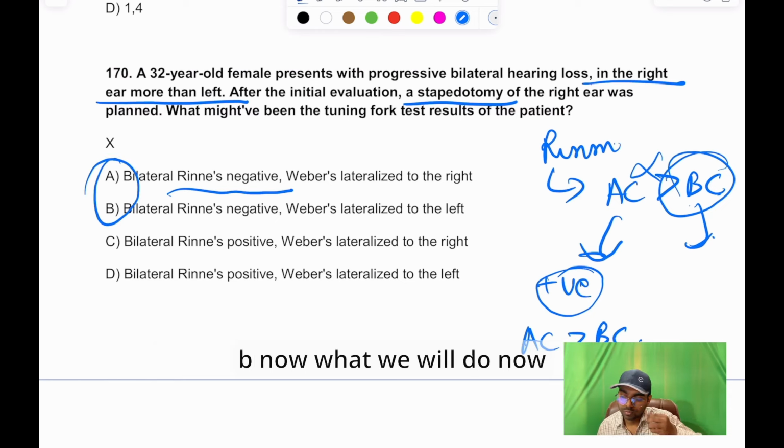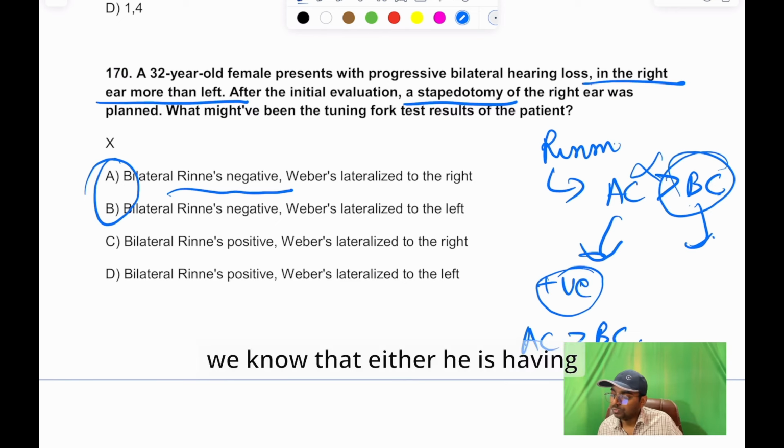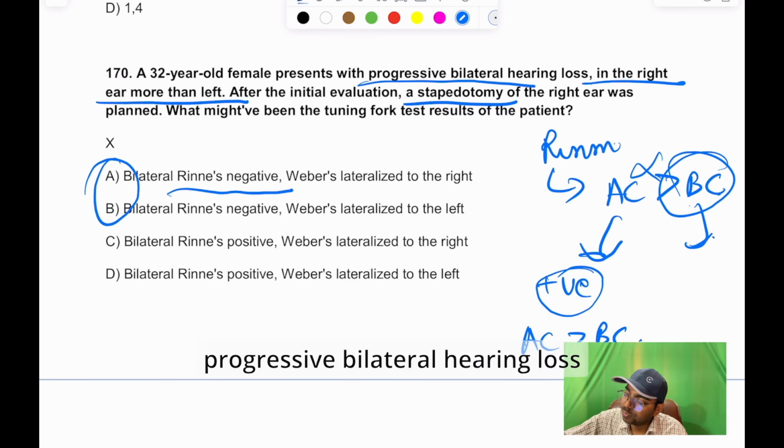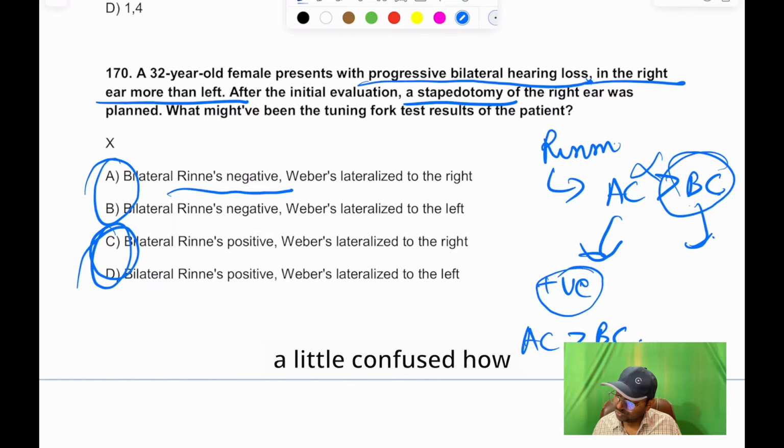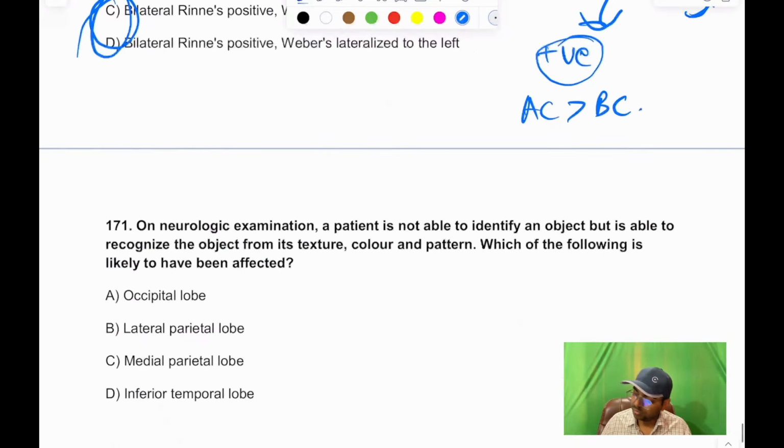Now what will we do? Now we know that he is having progressive bilateral hearing loss. So from that, the answer would be between C and D. I am a little confused. I will see later and then tell.